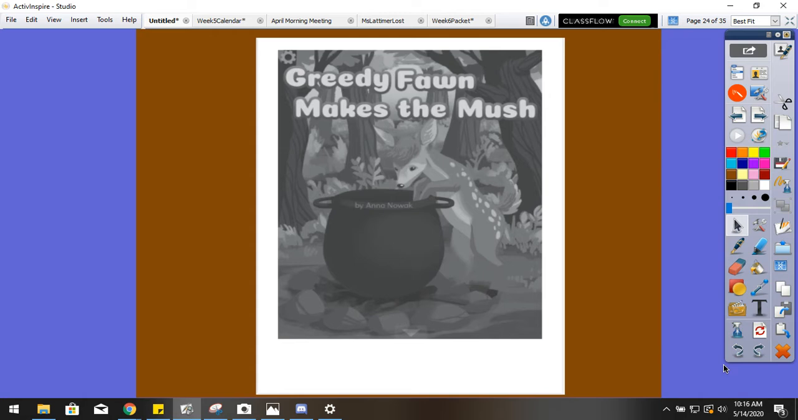Today we're going to read another story from our packet called Greedy Fawn Makes the Mush by Anna Nawak. If you are not open to this page on your packet, please open to this page. And we have to talk about two things before we start reading.